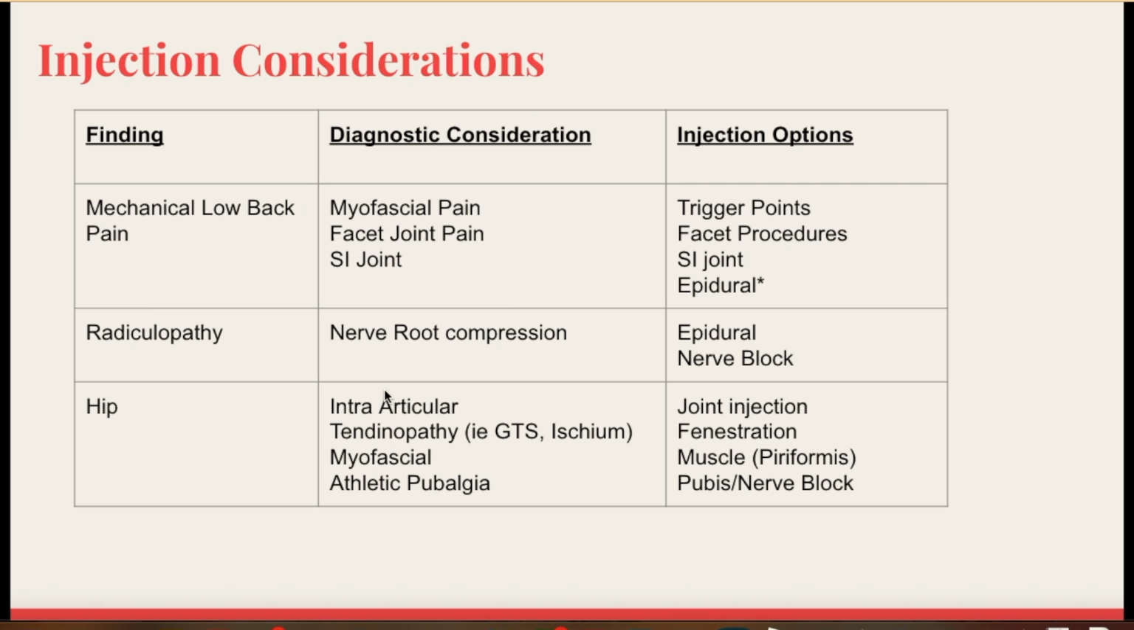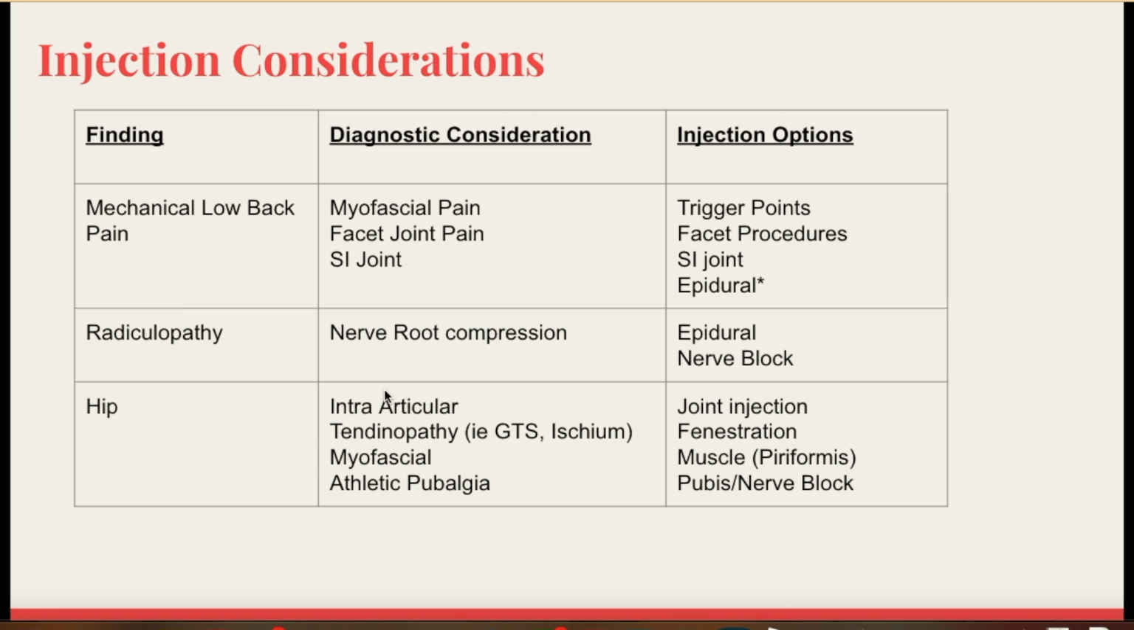So again, once I've established there's not a rheumatologic condition or central nervous system disorder by looking at range of motion and the neurologic exam, if I feel that someone has mechanical back pain, and some of the sub-considerations are myofascial pain, facet region pain, SI joint pain, things that I can do, I can inject taut bands or trigger points. I can do facet region procedures, SI joints, or even epidurals, although the use of epidurals in general is controversial, but particularly controversial in people with mechanical low back pain. If I think that someone has a nerve root compression, certainly I can consider an epidural.